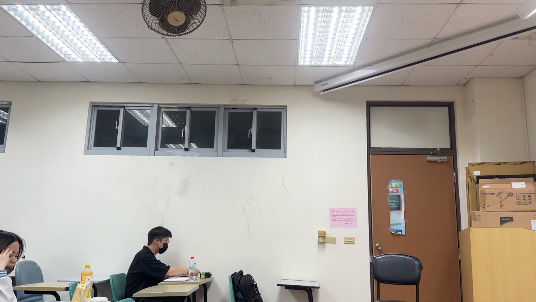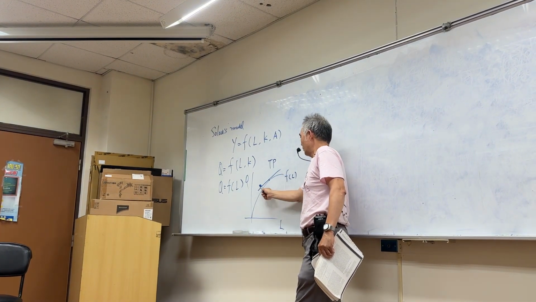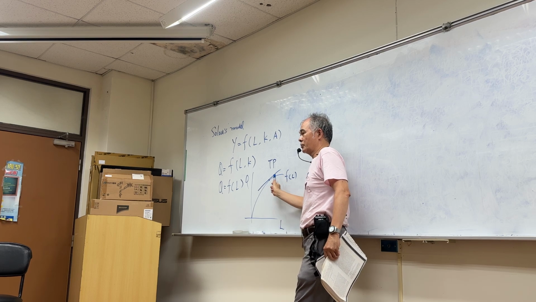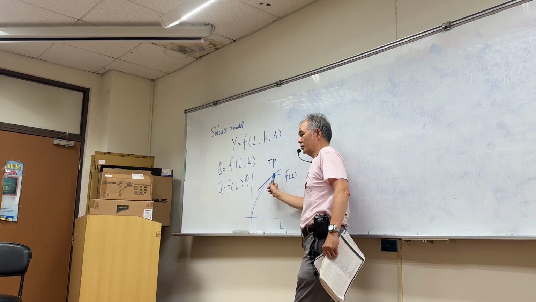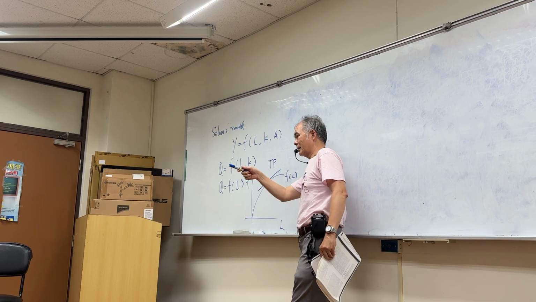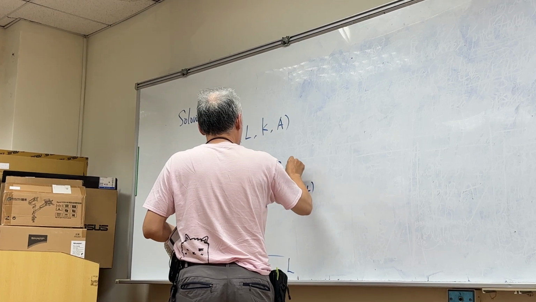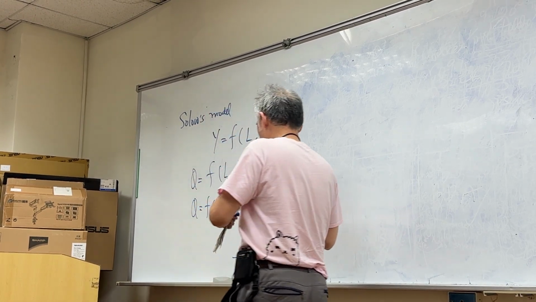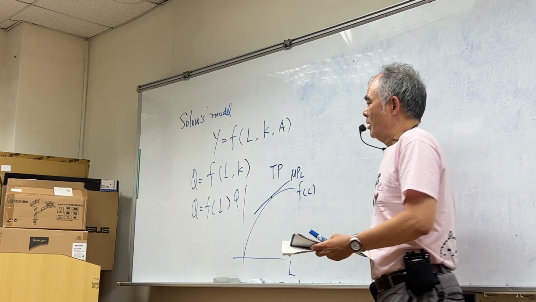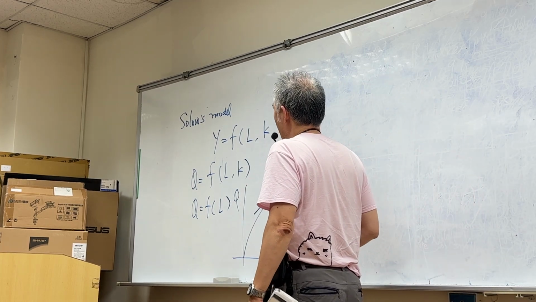So this is total product, the total production. And what about here? It is a slope, tangent to the production curve, right? So what is that? Exactly, that's what we call marginal product, the marginal product of labor.